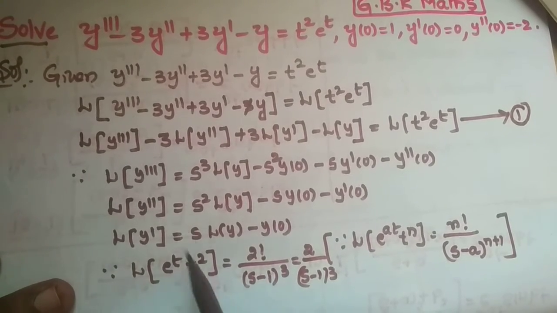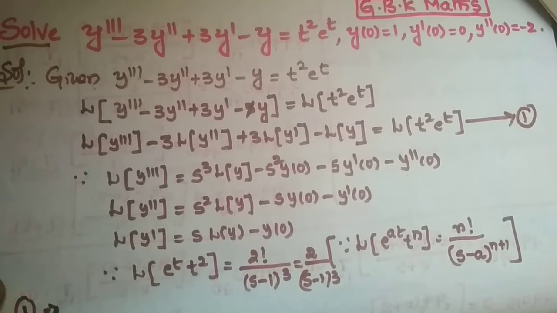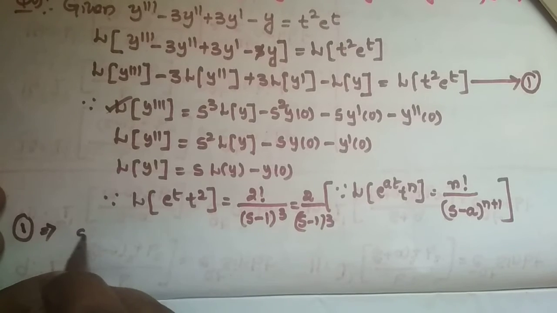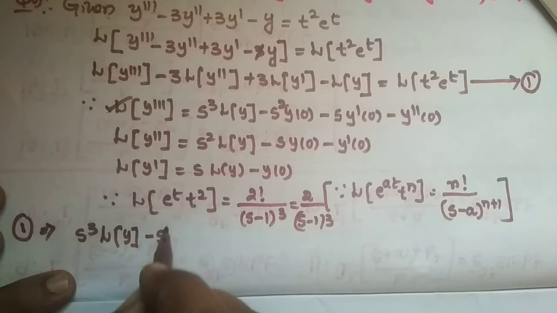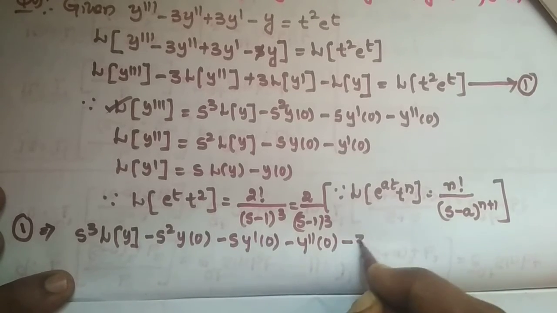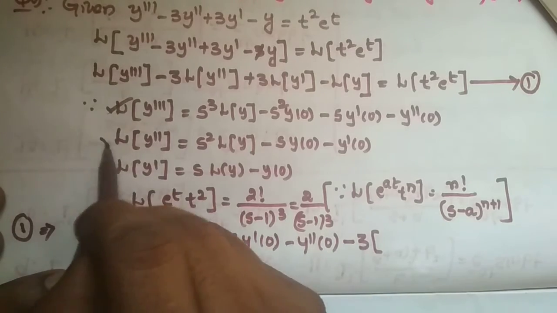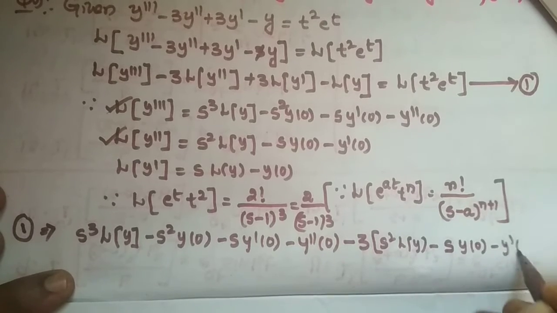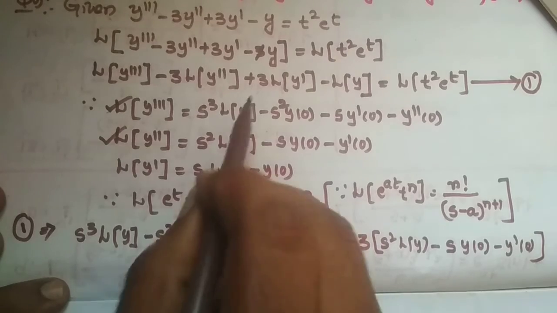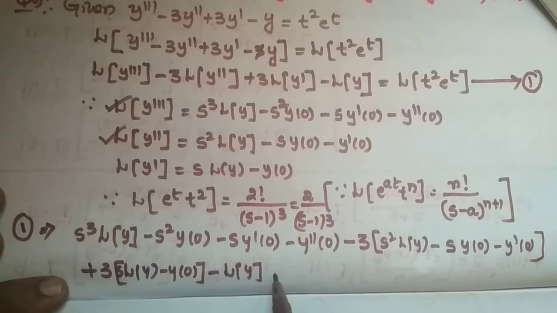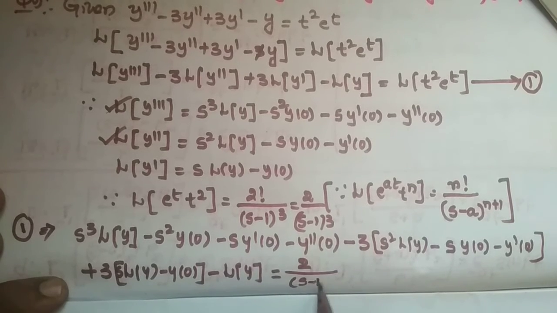In equation number 1, substituting all values, equation number 1 becomes, let us see one by one. First, s cube L of y minus s square y of 0 minus s y dash of 0 minus y double prime of 0, minus 3 into the second one, s square L of y minus s y of 0 minus y dash of 0. Next, plus 3 into s L of y minus y of 0. The last value, L of y, has no change, equal to the RHS, 2 by s minus 1 whole cube.